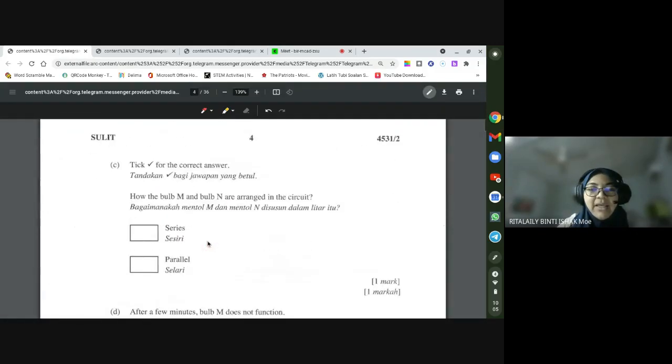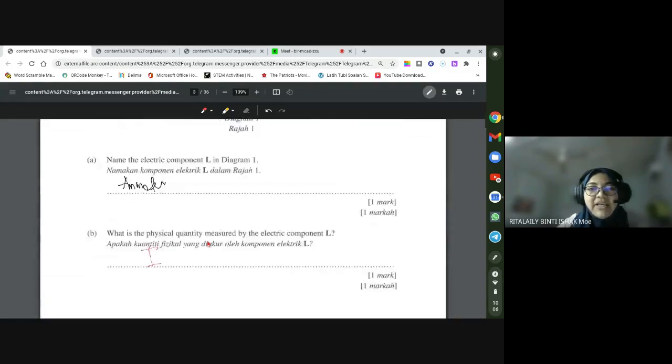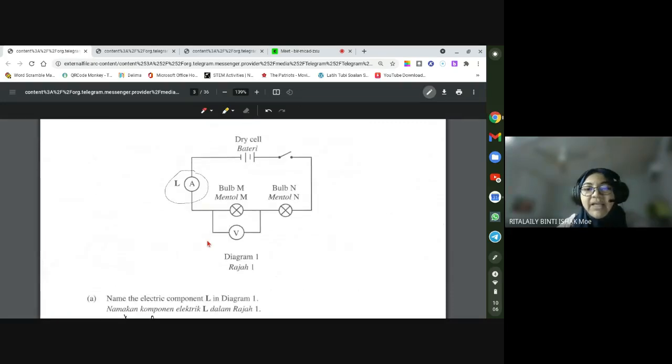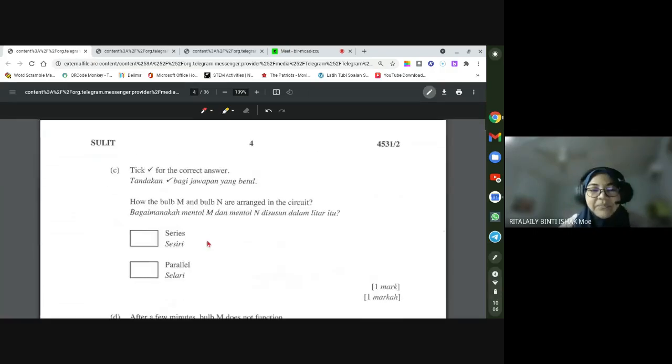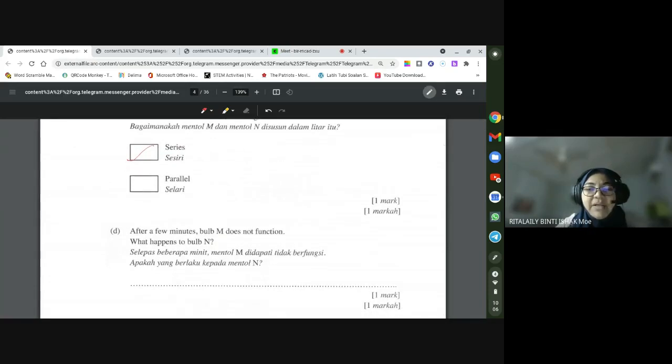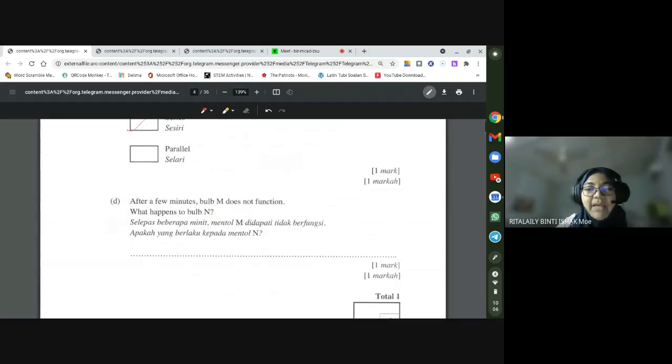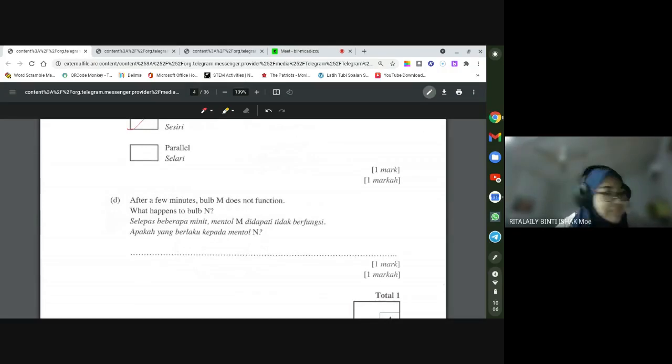Okay, so how bulb M and N are arranged in the circuit? So, kita tengok arrangement adalah in series. Okay. So it is in series. After a few minutes, bulb M does not function. So what happened to bulb N? Does not light up. Okay. So soalan yang pertama senang lah. Okay, does not light up. So kita pergi kepada soalan yang kedua.